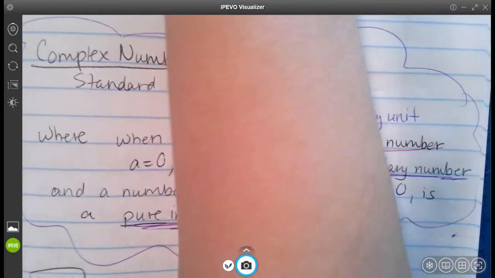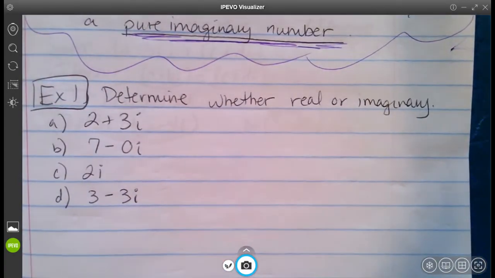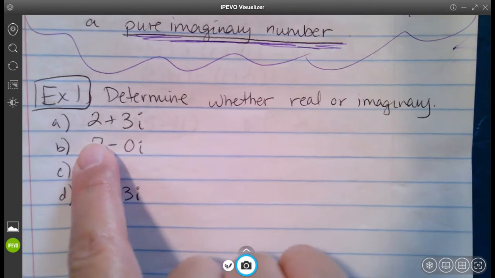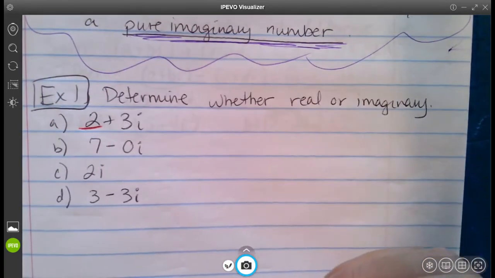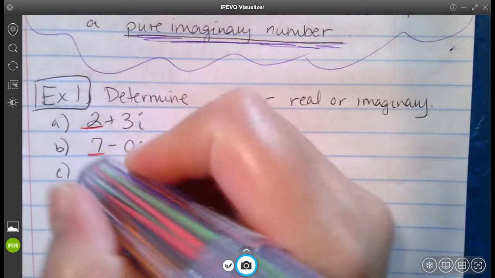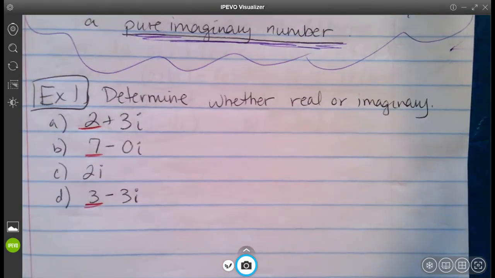Okay, so we're going to do a few quick examples just to identify what's what. We have: determine whether real or imaginary. I'm going to quickly color code several things here. For letter A, I'm going to do all my reals in red. So this one doesn't have one, and this one. It looks like all of those have a real part of their number.